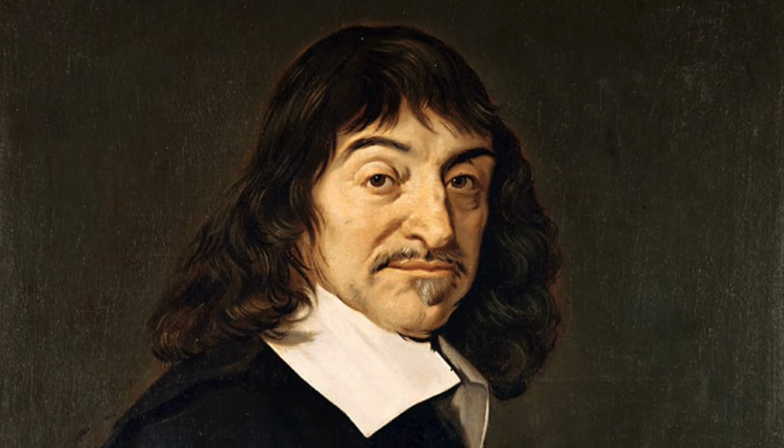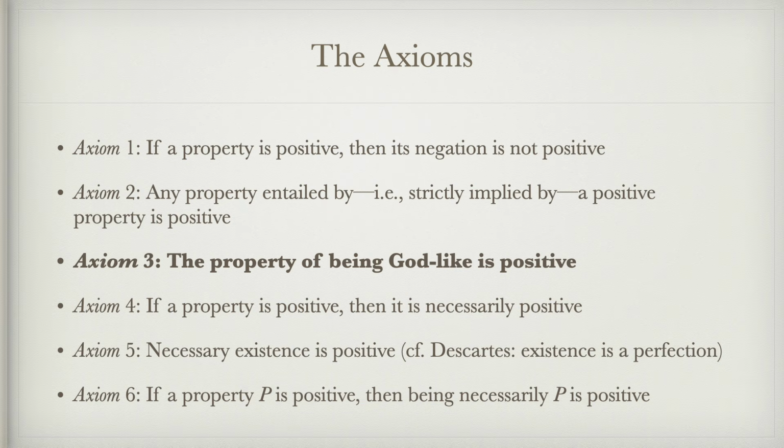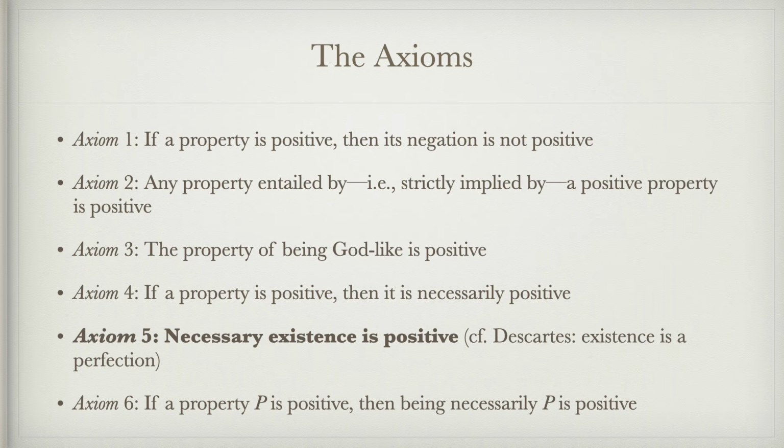Really, the only two axioms that have much substantive content, that are about more than the modal status and the logic of positive properties, are the two that reflect premises in Descartes' version of the ontological argument: that God is a perfect being and has all perfections, or here that being godlike is a positive property, and the other that existence is a perfection, or in Gödel's terms, that necessary existence is a positive property.